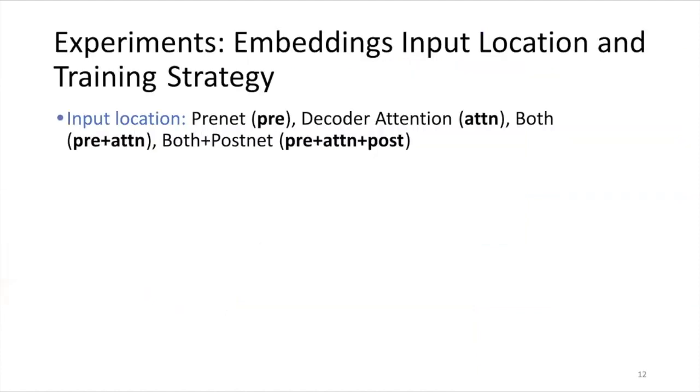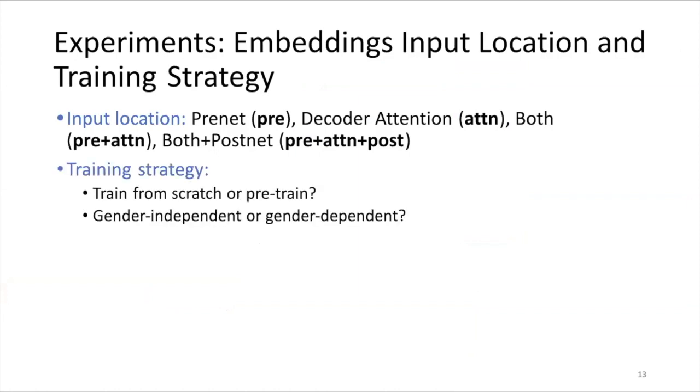So we try some preliminary experiments because we have some questions about what is the best input location and what is the best training strategy. For input location, we try input to the prenet, input to the attention, both prenet and attention, and all three of prenet, attention, and postnet. For training strategy, we want to see, should we train from scratch or should we pre-train the model somehow? And also, do we want to train in a gender independent manner where we use all the data together, or train gender dependent models using male and female data separately?